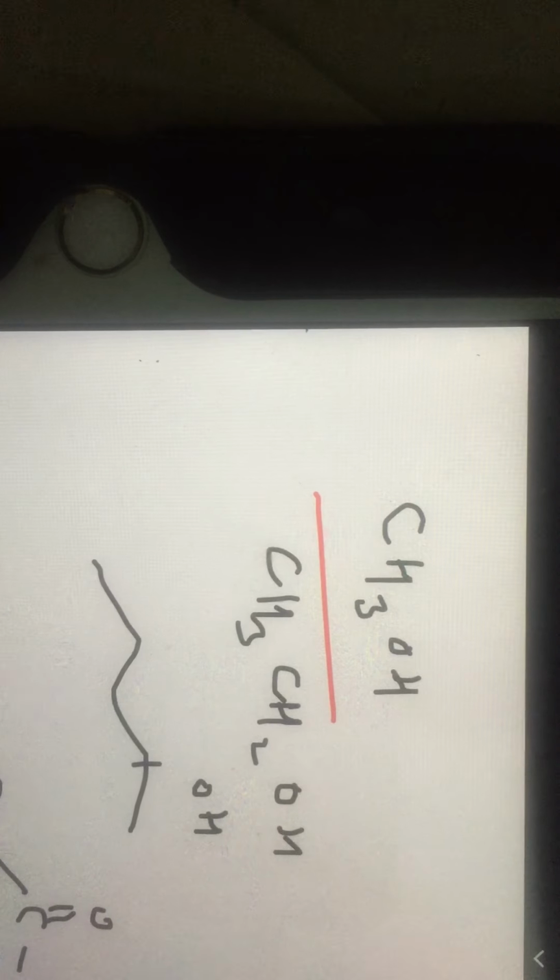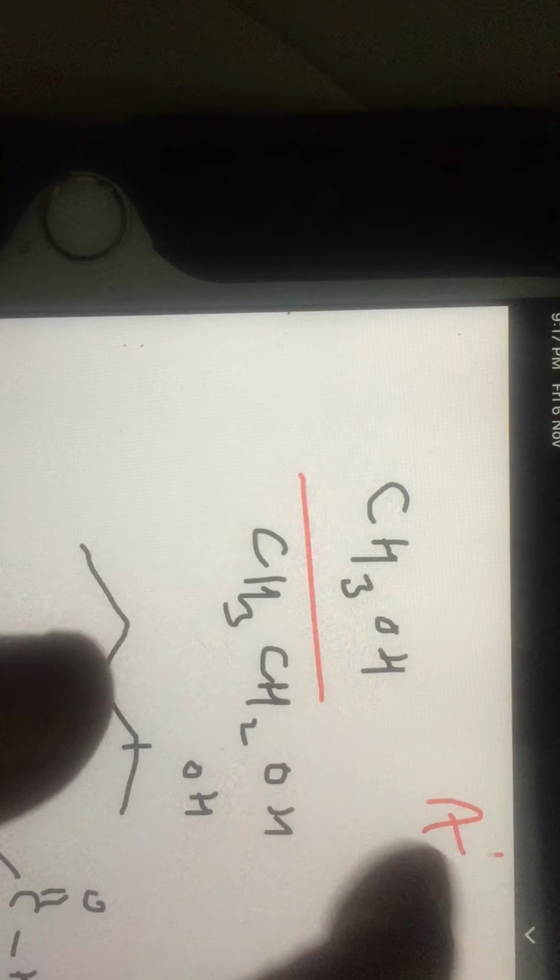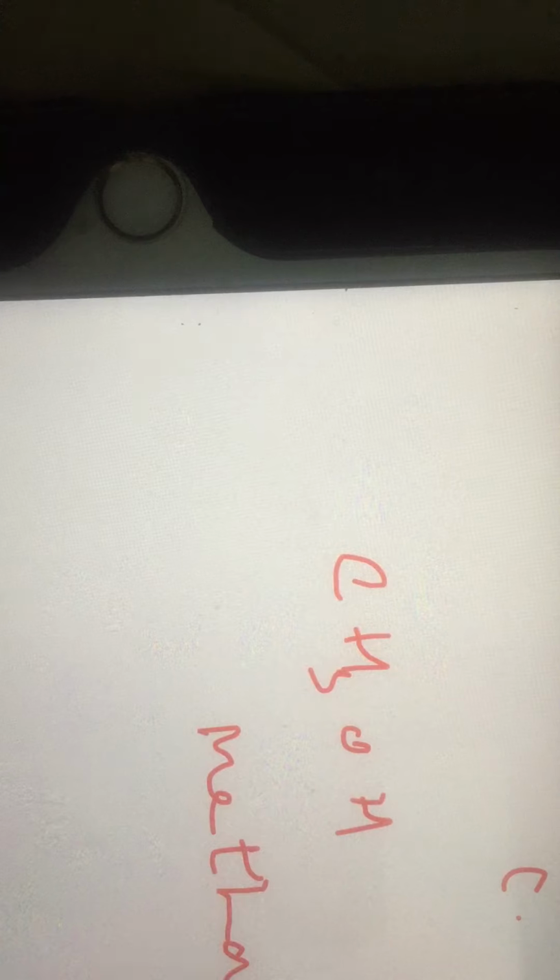Okay, sir? Now further, what is the name of this compound? This compound has an OH group. Compounds which have an OH group are called alcohols. This is the simplest alcohol called methanol. IUPAC name is methanol. Common name is methyl alcohol.